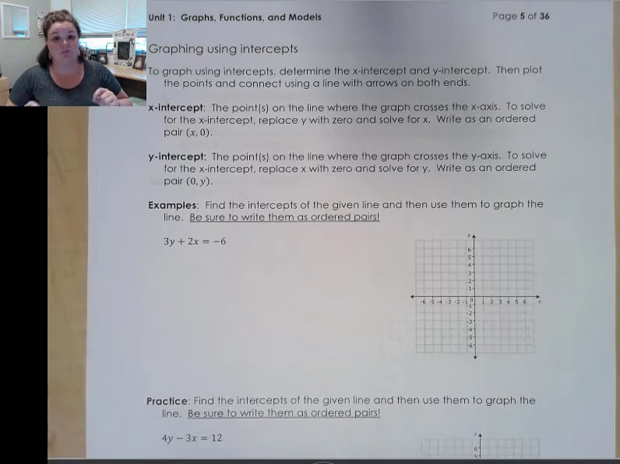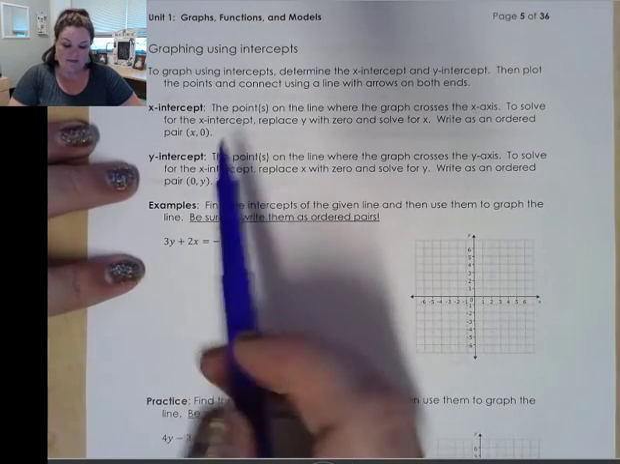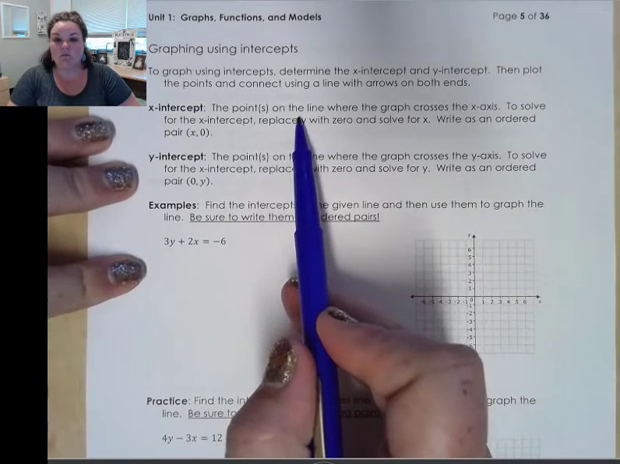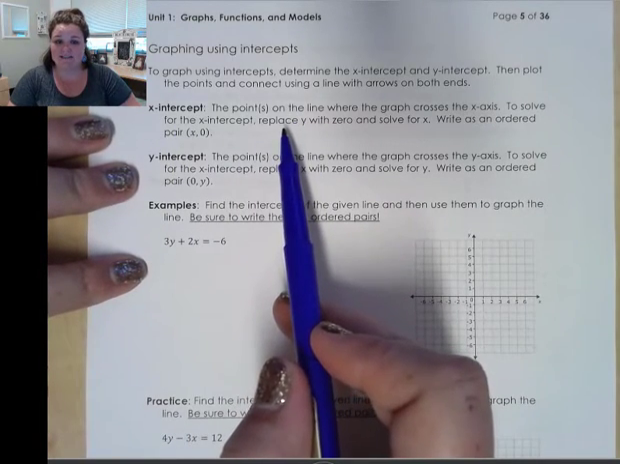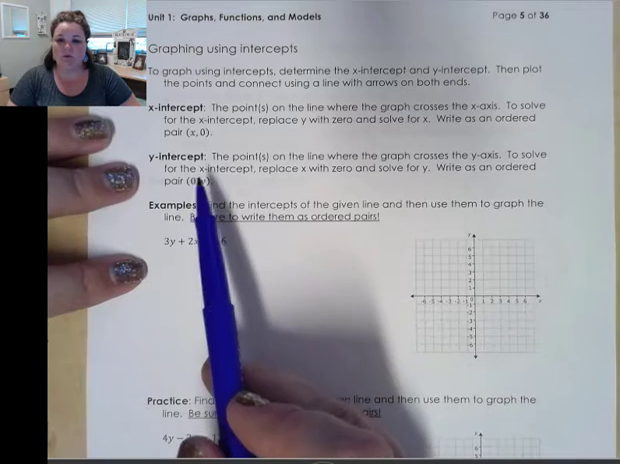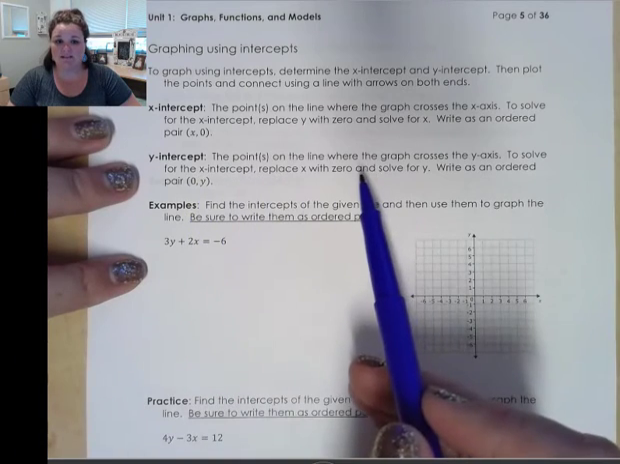So again, we're not going to use this method unless it tells us to graph it using intercepts, because sometimes we might get an x-intercept that's like a weird fraction, right? Or a y-intercept that's a weird fraction. It's hard to really graph those accurately. So we only want to do it when we know we're going to get nice, pretty intercepts, okay? So remember, the x-intercept is the point where it touches or crosses the x-axis. The y-intercept is the point where it touches or crosses the y-axis.